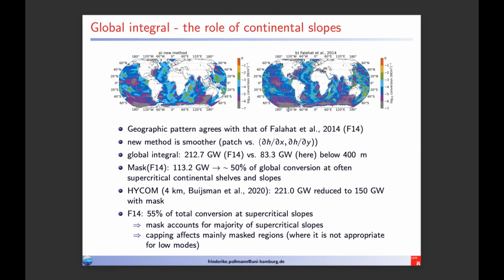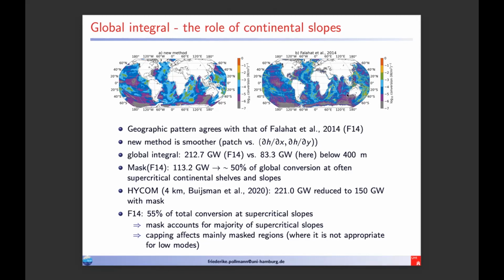And the story is the same when we take a different data set. So I also checked for the 4-kilometer HYCOM simulation. They have 221 gigawatts of mode 1 M2 tide generation, and this reduces to 150. So this is a third less, roughly, when we apply the mask to their data set.